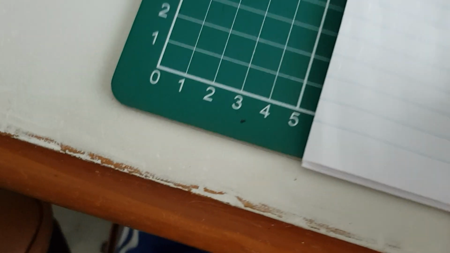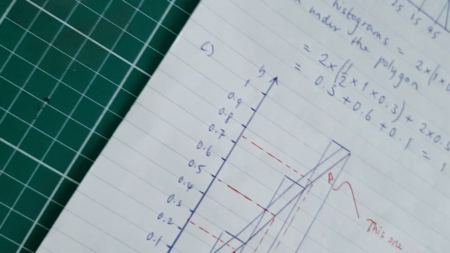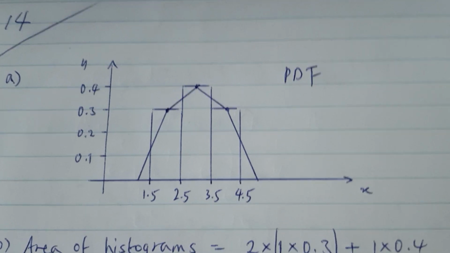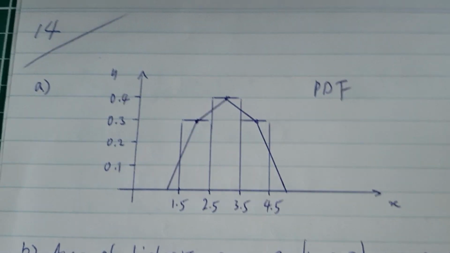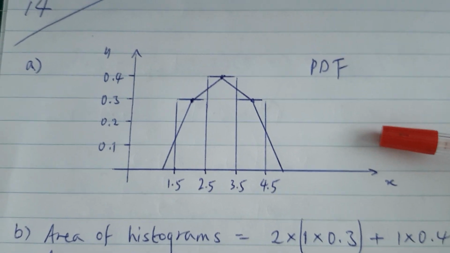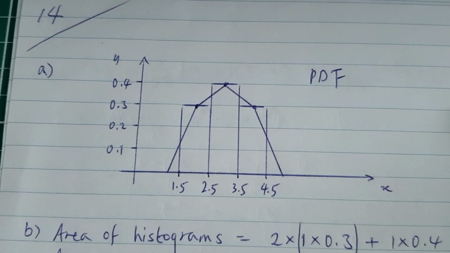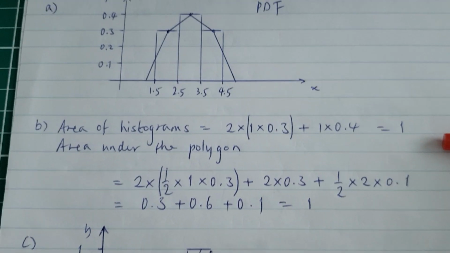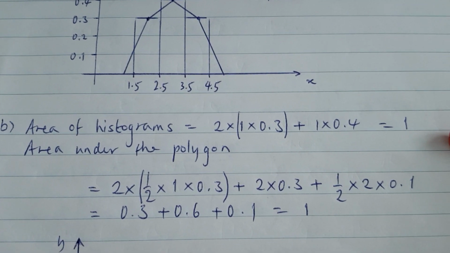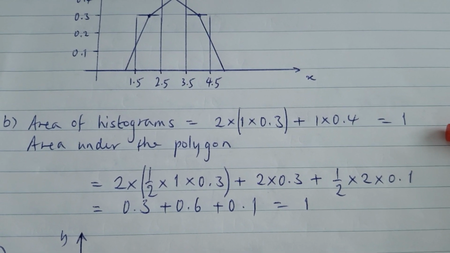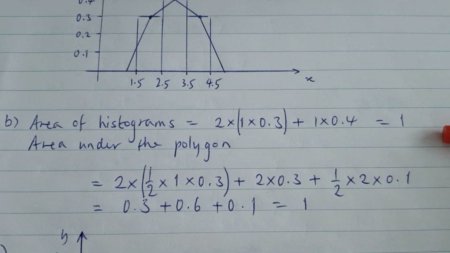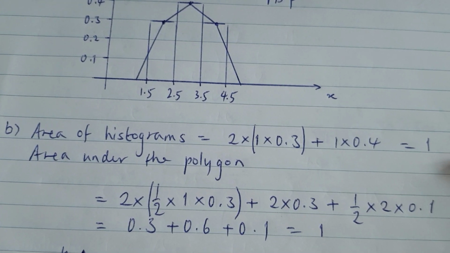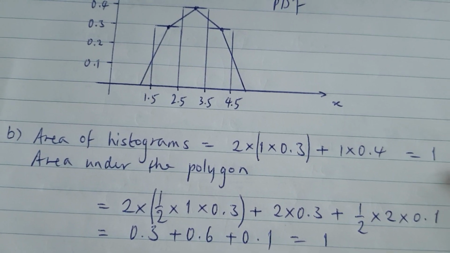Okay, so now the very first question of the 14. See, that's the histogram and its related polygon. And part B is to show its relative frequency and polygon. Sorry, part B is where you have to show the area for the histogram and the area under the polygon.